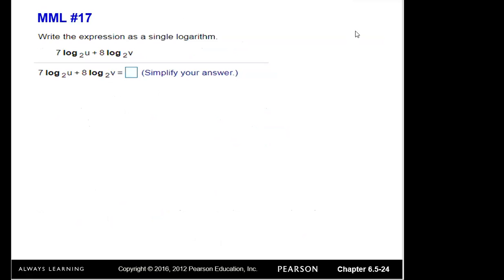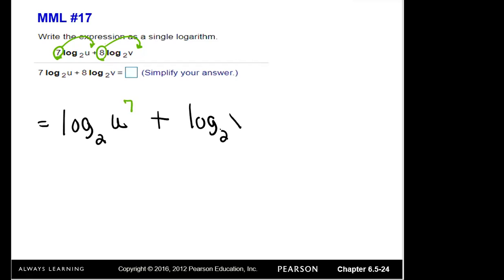Number 17. I'm going to start with the fact that we have a 7 multiplied in front. He's going to move up to his exponent position. So is this 8. So my first step is going to be log base 2 of u to the 7th plus log base 2 of v to the 8th. And then because they're being added together, I can now condense it down to a single logarithm that is a u to the seventh times a v to the eighth.